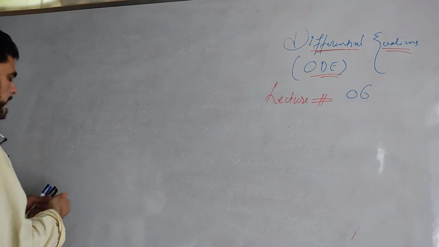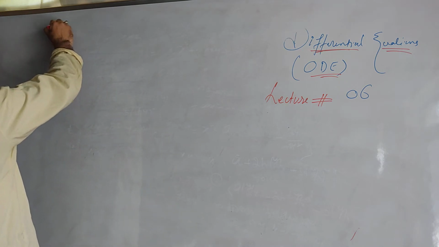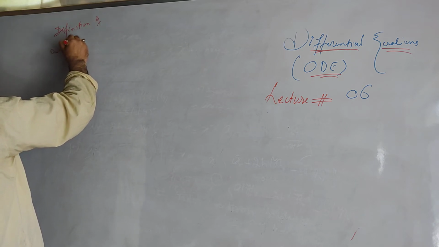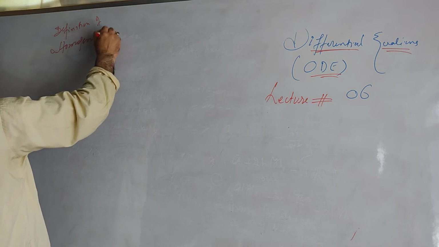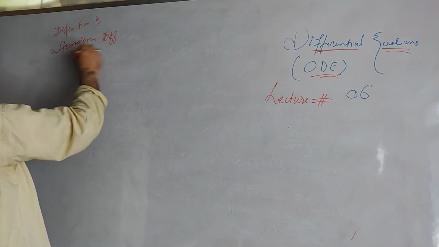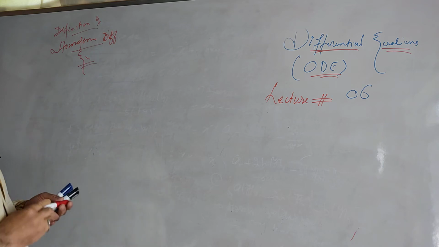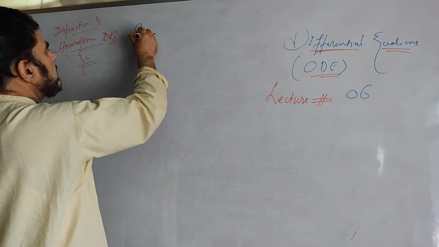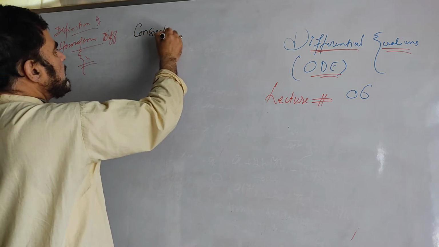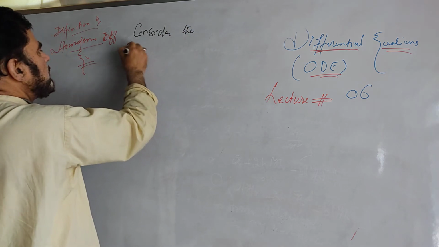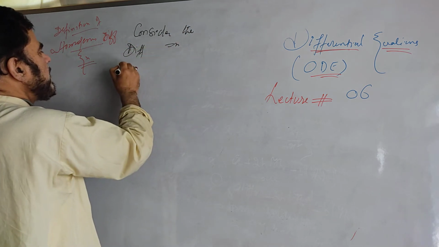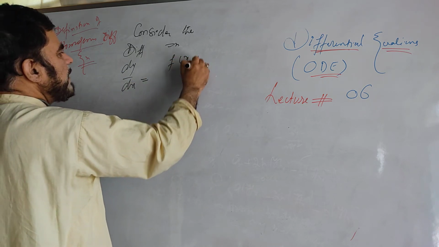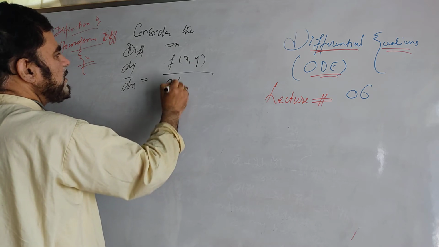Now consider, this is the definition of homogeneous differential equation. First order and first degree. If you have a differential equation, consider dy by dx is equal to some function f of x y over some function g of x y.